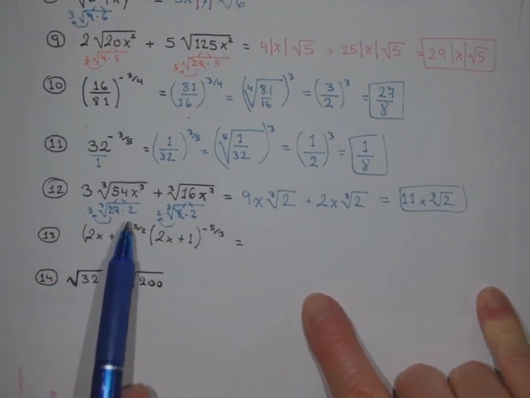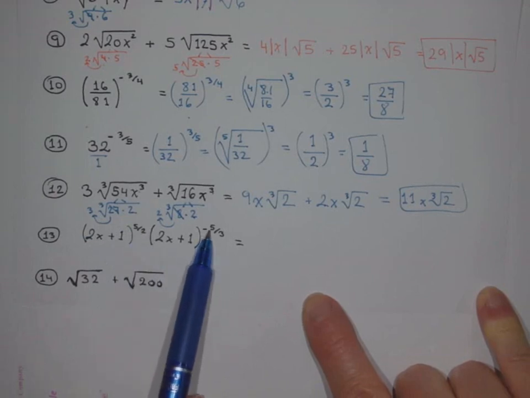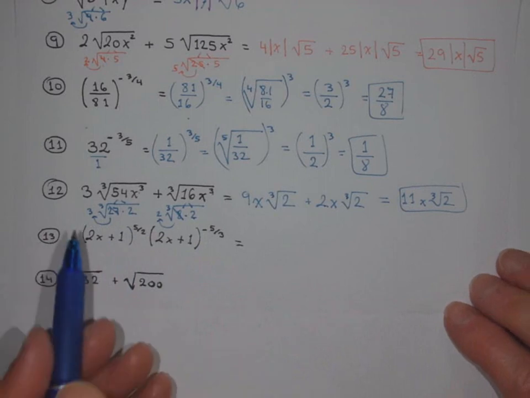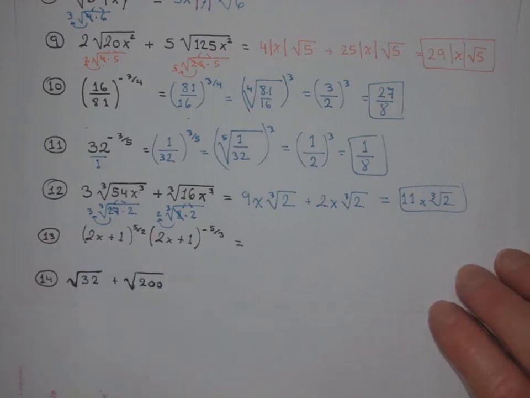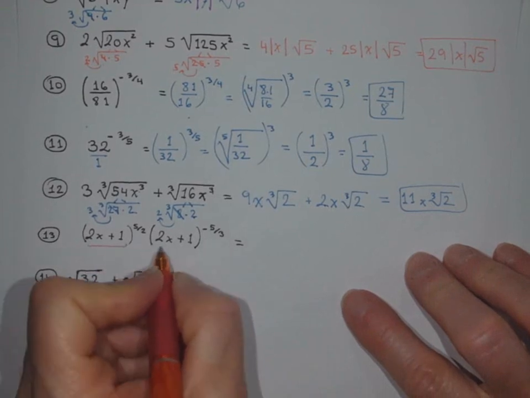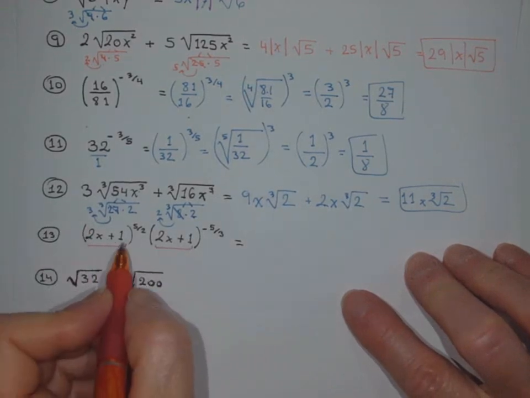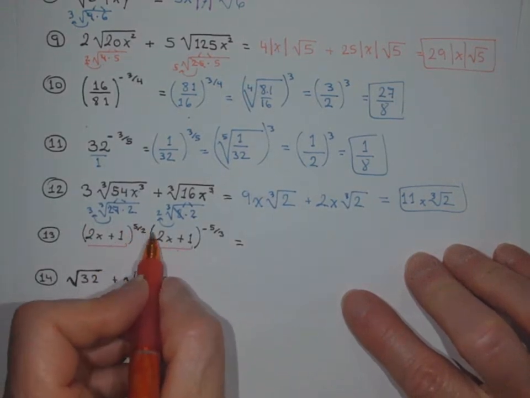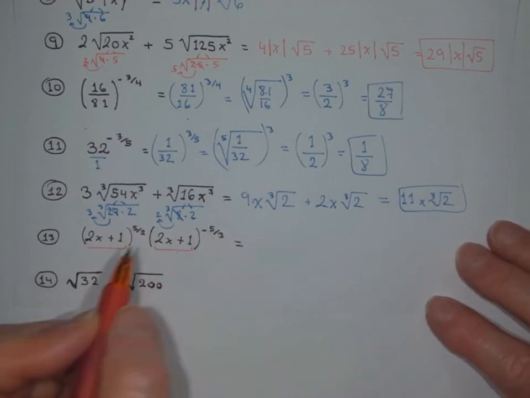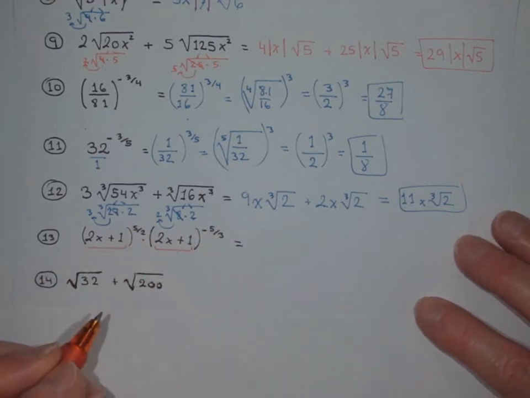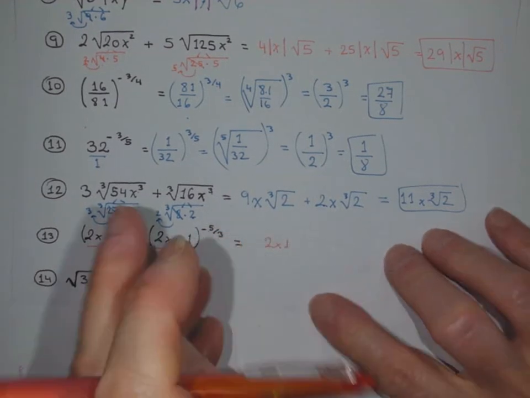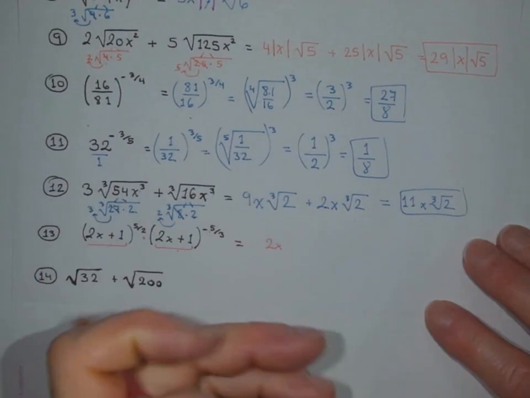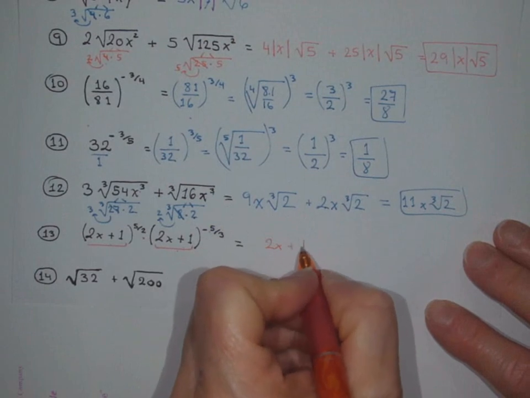Then here we have a negative exponent, which means that is going to be moved to the denominator. So notice how it is the same bases. In this case, that's going to be a 2x plus 1 and a 2x plus 1. They're the same bases. So when we have the same bases, we actually add the exponents when it's a multiplication between them. So that becomes 2x plus 1.